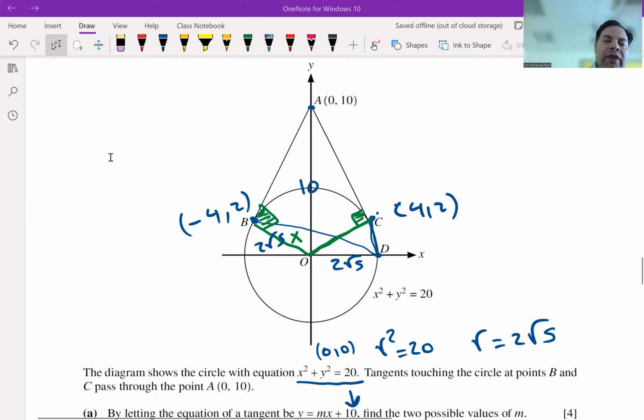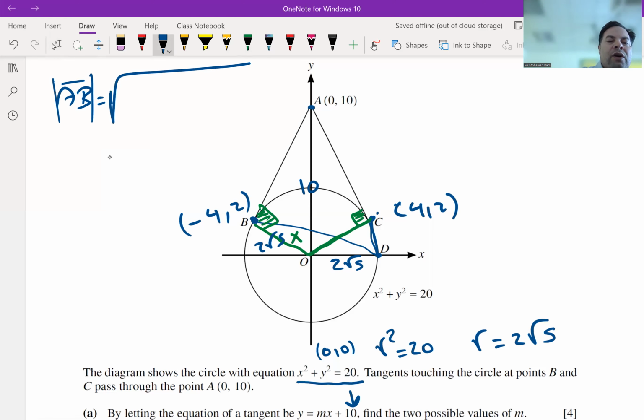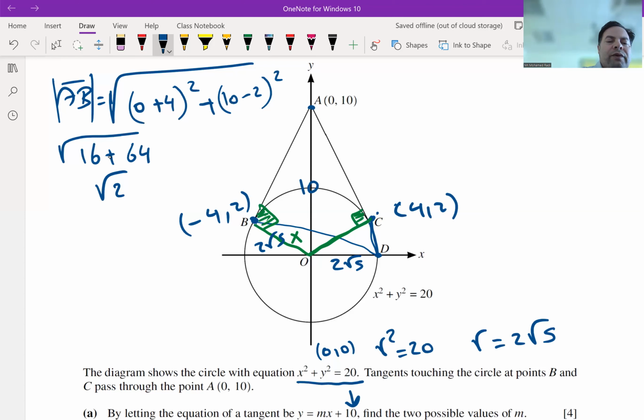You can also find the length of AB by applying the distance formula between A and B. It is the square root of (0 minus 4) squared plus (10 minus 2) squared. 4 squared is 16, 10 minus 2 is 8, and 8 squared is 64. If you add, it will be root of 80. This length is root of 80.